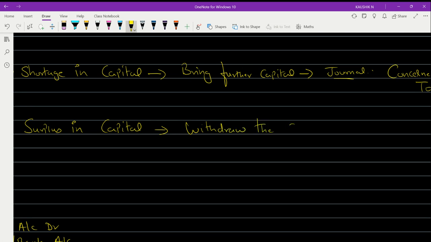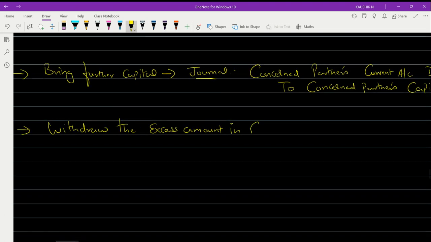Withdraw the excess amount in capital. You will withdraw the excess amount in the capital.